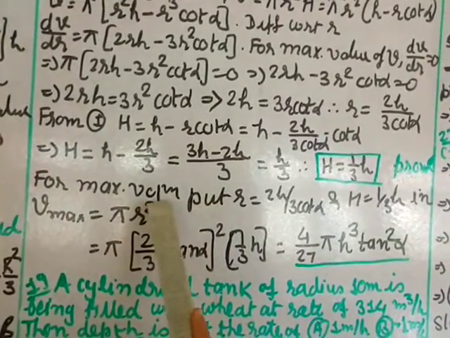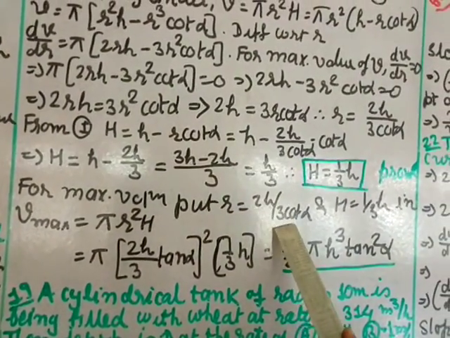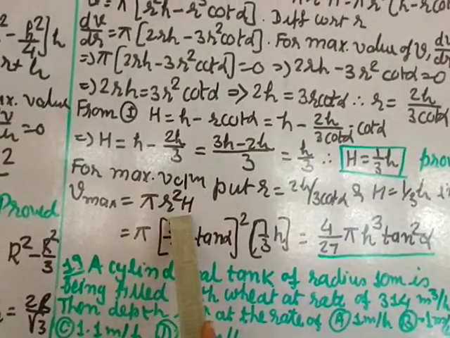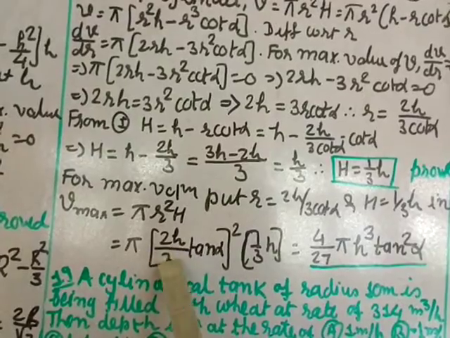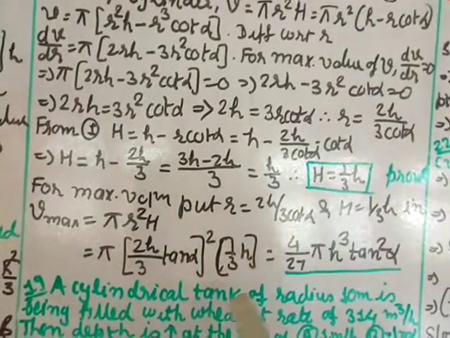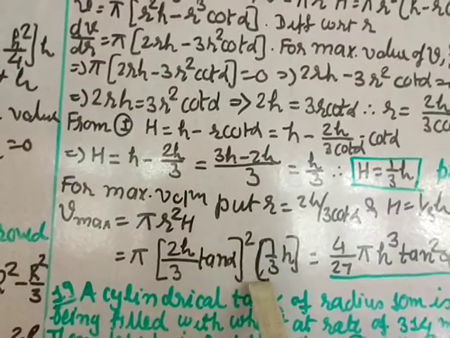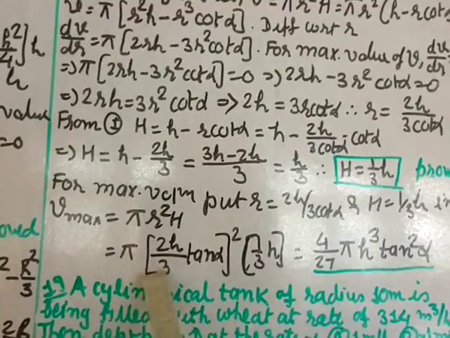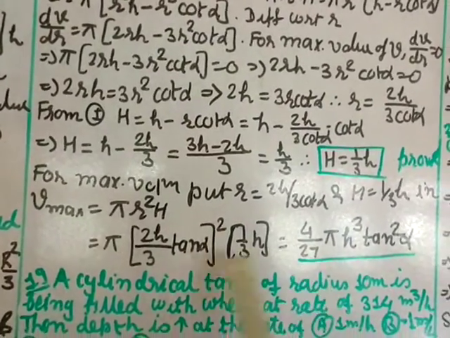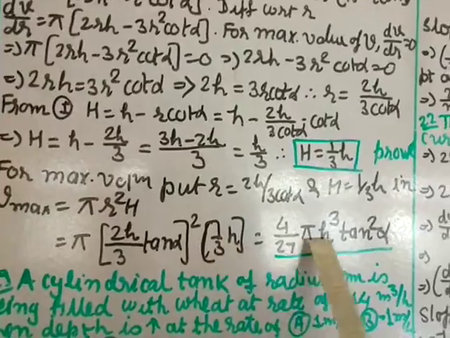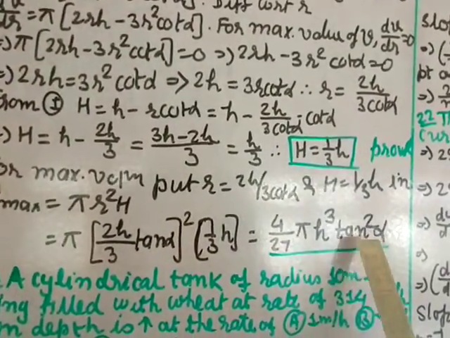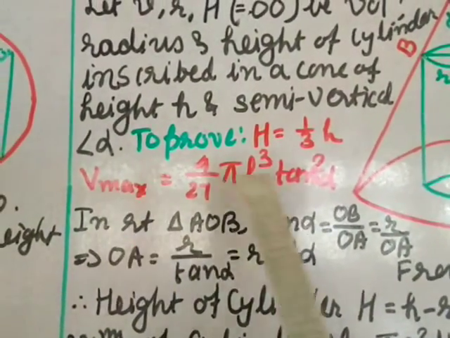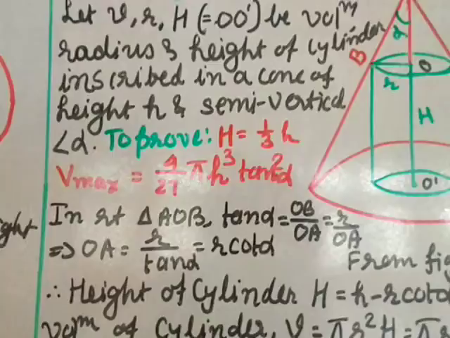For maximum value of the volume, put R is equal to 2h divided by 3 cot alpha and capital H as 1 by 3 h in V max is equal to pi R square H. This value is 2h by 3, and cot is actually 1 by tan, so I am writing tan alpha whole square, and H value is 1 by 3 h. So here we will simplify, 2 square is 4, 3 square is 9 into this 3, that is 27. This pi is here, h square into h is h cube and tan square alpha, and that is what you are supposed to prove. The V max is equal to 4 by 27 pi h cube tan square alpha. So we have proved both the parts.